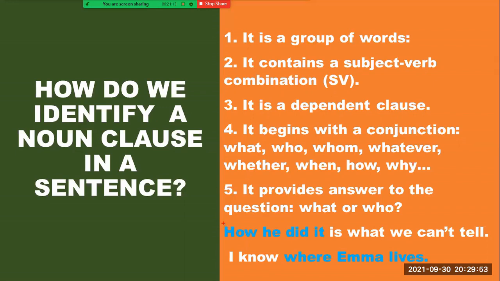Now, let's look at the two examples we have here. The noun clause here is how he did it. How he did it is a group of words because it's not a single word. This is made up of four words: how he did it. A group of words is two or more words, and that is what a noun clause is.